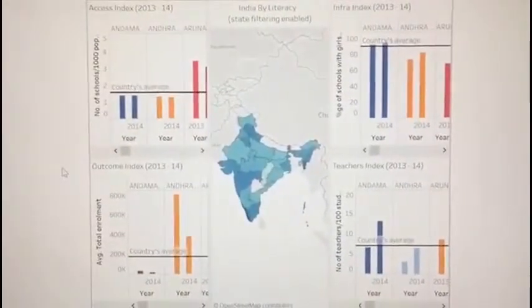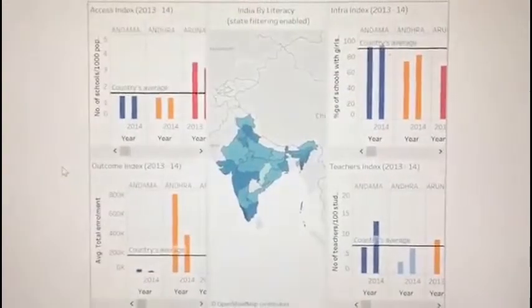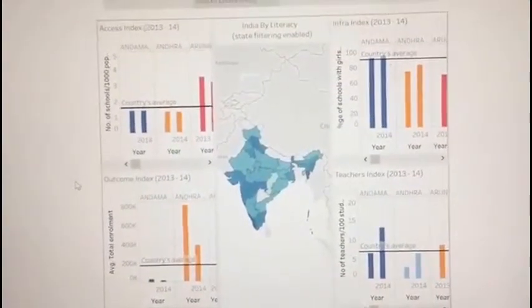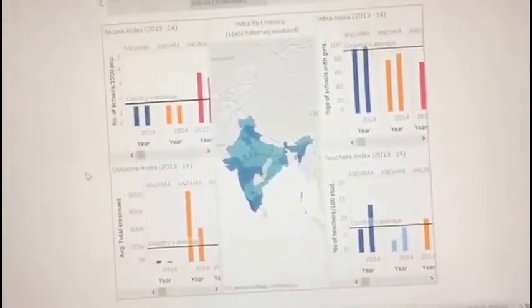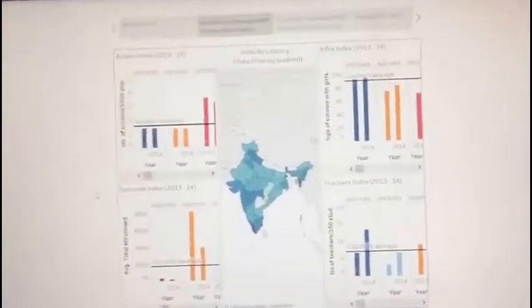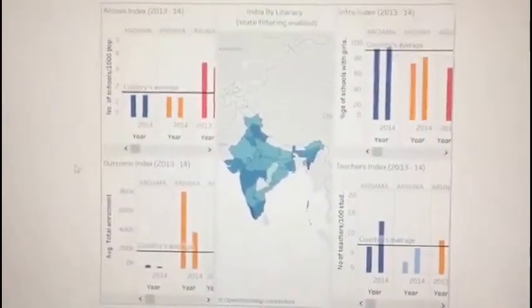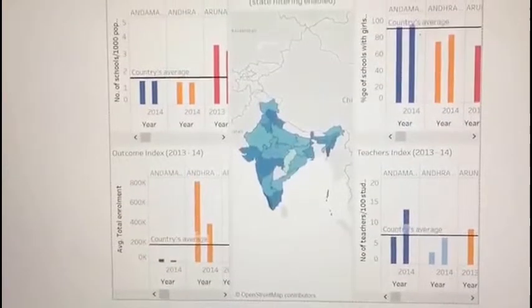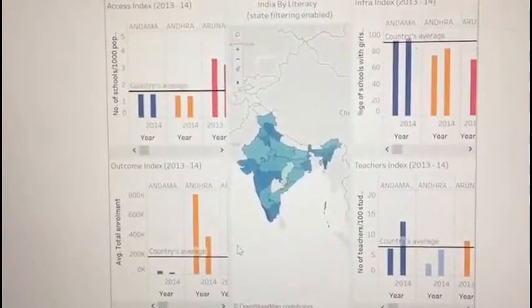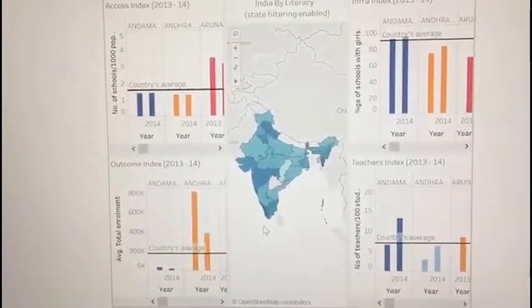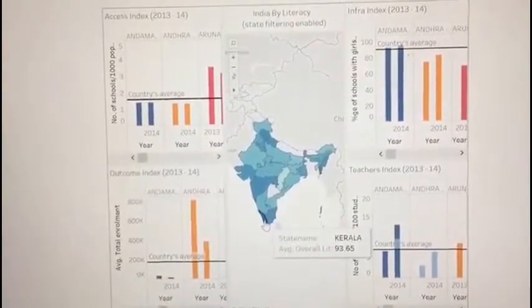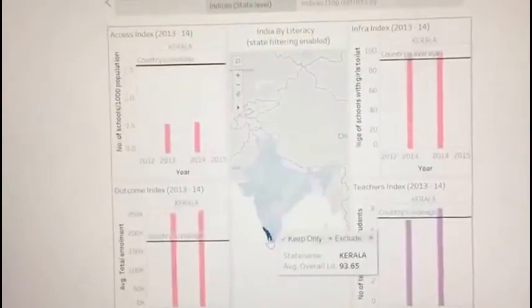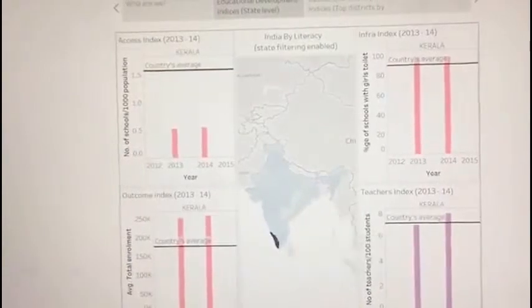To understand this dashboard in detail, let's do a role play. This dashboard is intended for the Ministry of Education, who would want to see the data at a broad level. Let's start. Okay, I got this dashboard and I have India by literacy. I see Kerala has the highest literacy rate. Let me see how it behaves across the 4 indices.